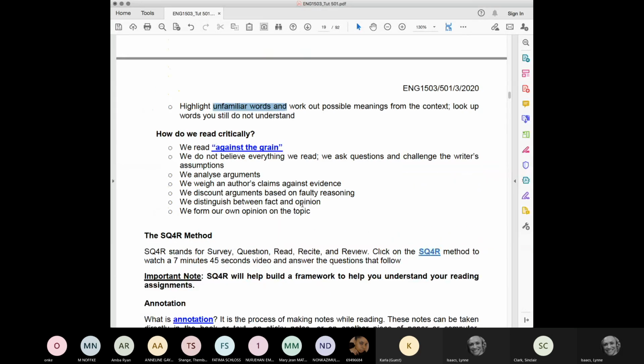If you don't know what reasoning means, for example, let's just go to reading critically. We read against the grain. Reading against the grain becomes a hyperlink, and you can go and have a look to see what that means. When we read critically, we don't believe everything we read. So you see, we come from a world of fake news.